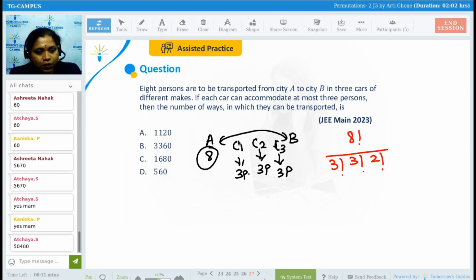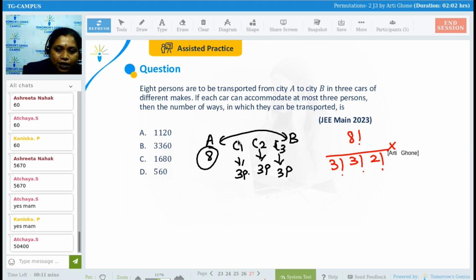6 persons are already transported in any case. So only 2 persons are left. So those 2 will be in the remaining car. Clear? So any 3 will be in the first car, any 3 will be in the second car. So those are the identical units 3, 3. And the remaining 2 will be in one car. So that is only 2 factorial. Clear? Now 3 factorial, 3 factorial, 2 factorial.